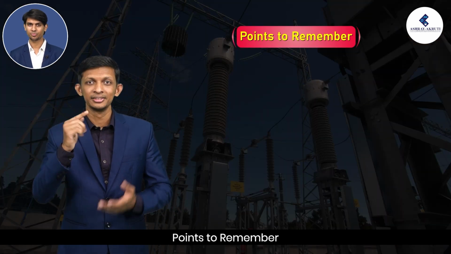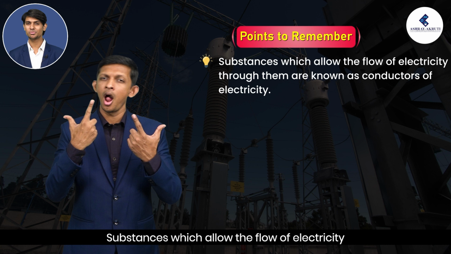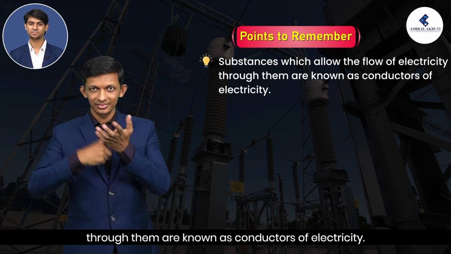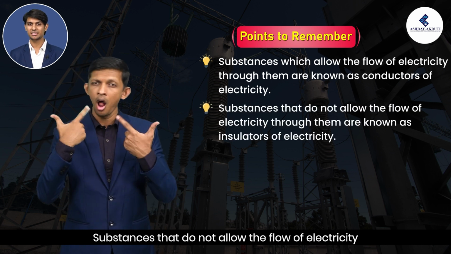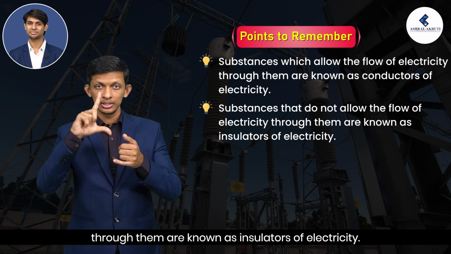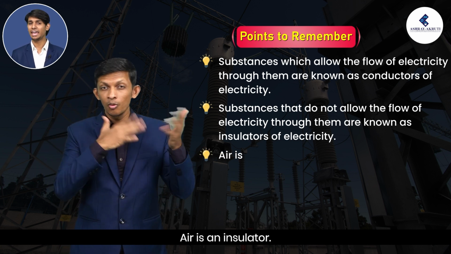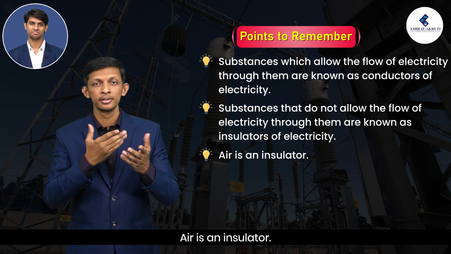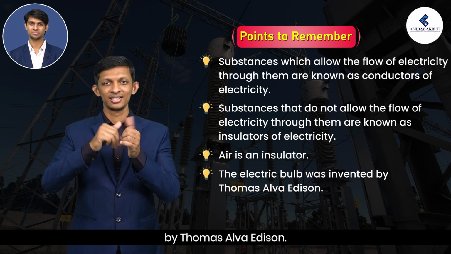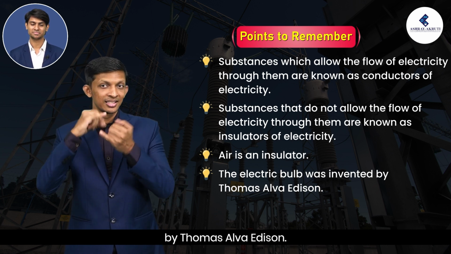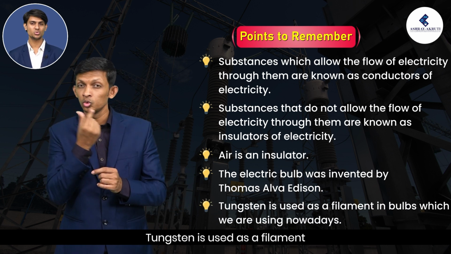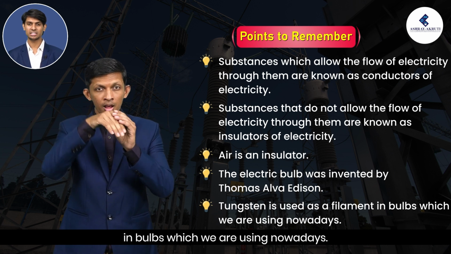Points to remember. Substances which allow the flow of electricity through them are known as conductors of electricity. Substances that do not allow the flow of electricity through them are known as insulators of electricity. Air is an insulator. The electric bulb was invented by Thomas Alva Edison. Tungsten is used as a filament in bulbs which we are using nowadays.